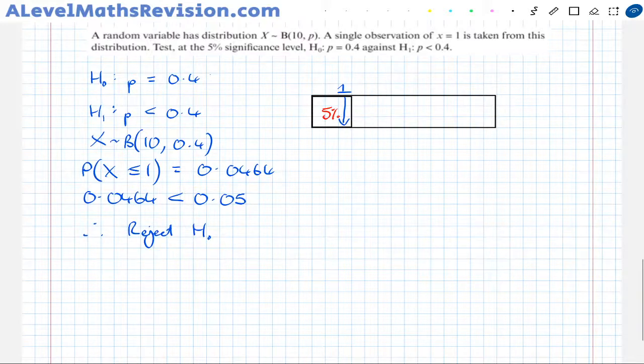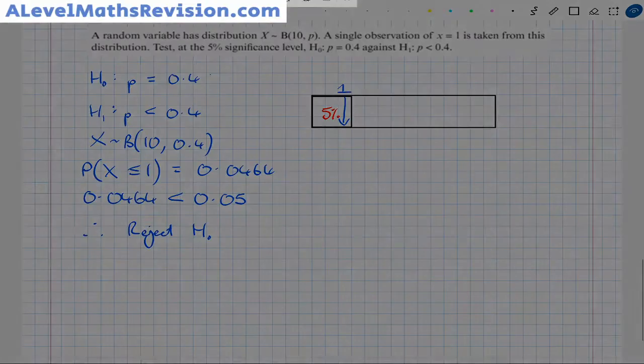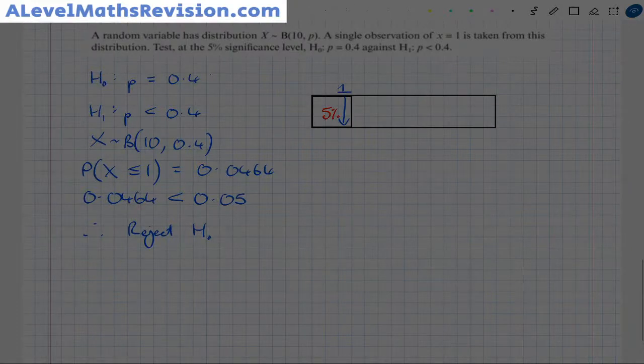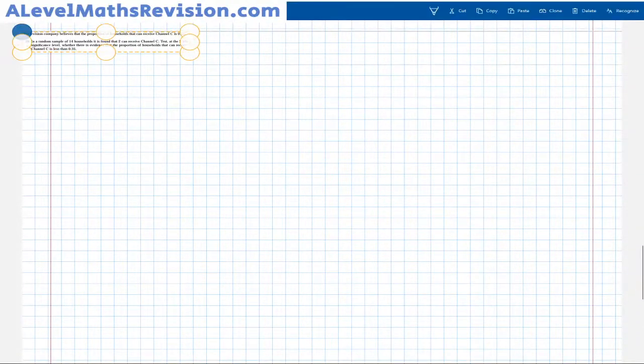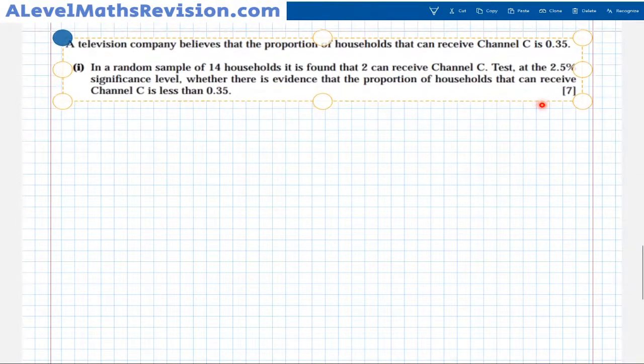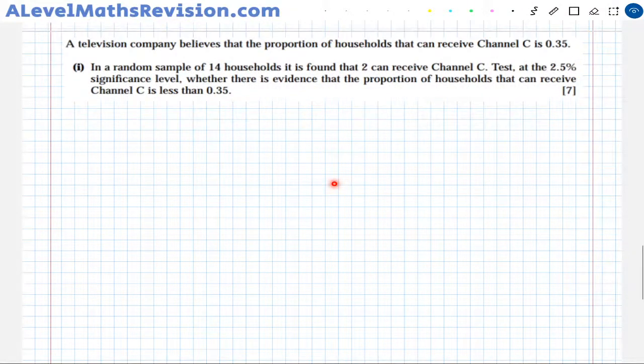So the question that I'm going to have a look at, and we can see when it pops up on the screen, as I said before, it's 7 marks. So there it is. A television company believes that the proportion of households that can receive channel C is 0.35. In a random sample of 14 households, it's found that 2 can receive channel C. Test at the 2.5% significance level.